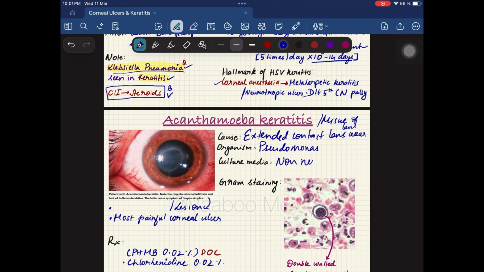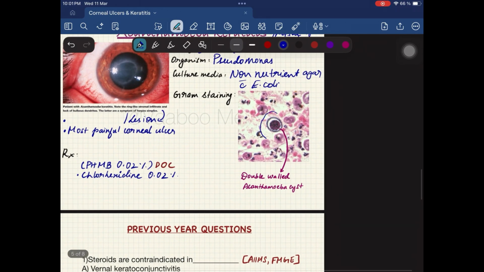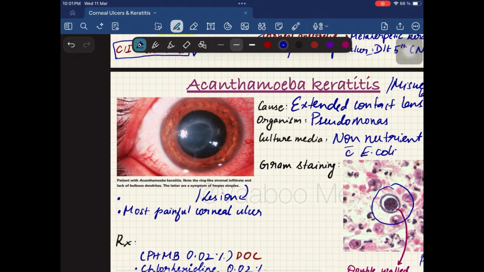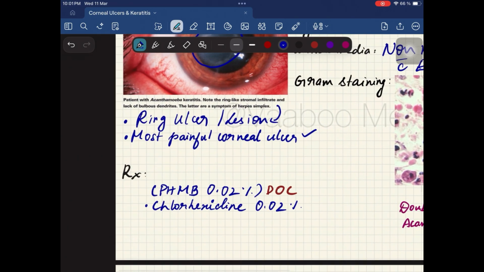The culture media is non-nutrient agar with E. coli. In gram staining, you can see the double-walled Acanthamoeba cyst. It is like a patho question. And in the patient image, you can see a ring ulcer or lesion. It is the most painful corneal ulcer. The patient will come to you with a very painful complaint.